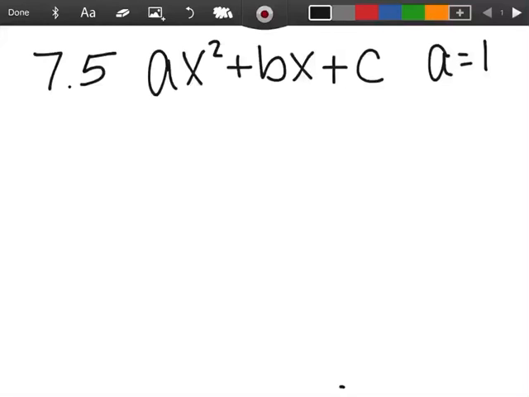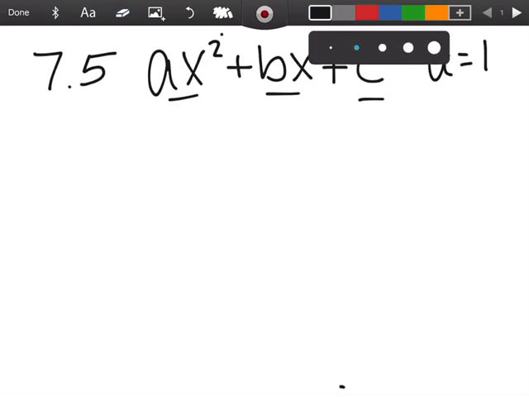For the rest of Chapter 7, we are going to learn how to factor polynomials. We've already learned how to take out a GCF, and today we are going to learn how to factor quadratic trinomials. A quadratic trinomial means that the highest degree is 2, and trinomial means there are 3 terms. So today specifically, we are going to learn how to factor trinomials that have a leading coefficient of 1, which means a is equal to 1.